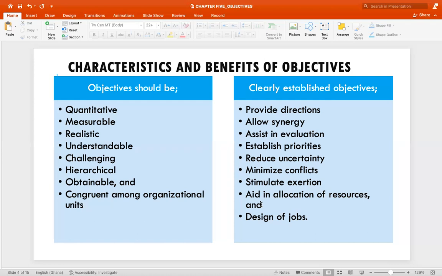Okay. Any questions so far with the characteristics and benefits of objectives? Okay. If there are no questions, let's proceed.